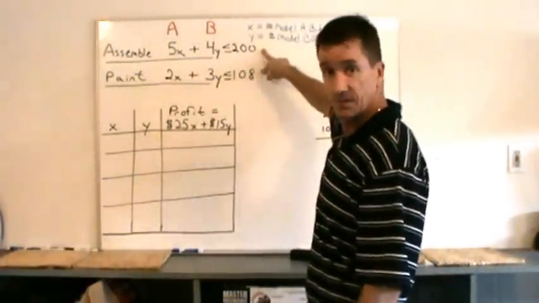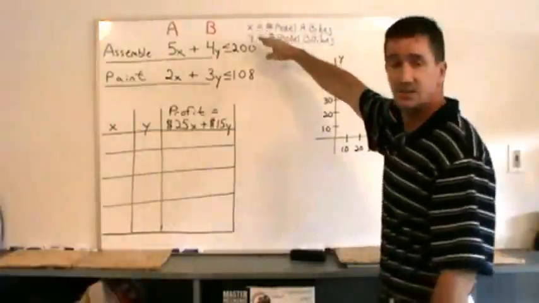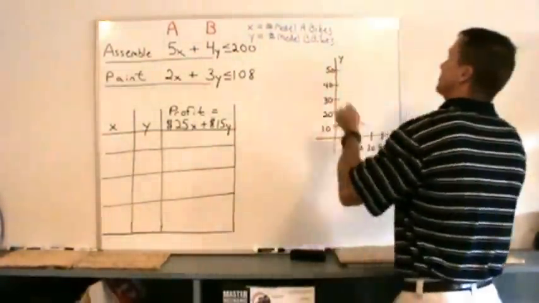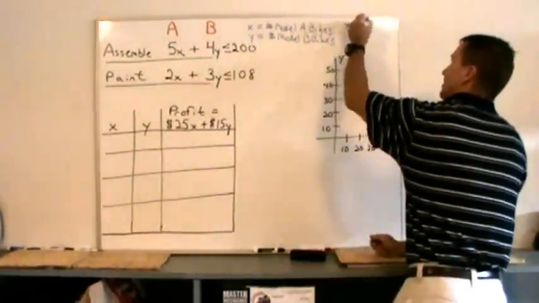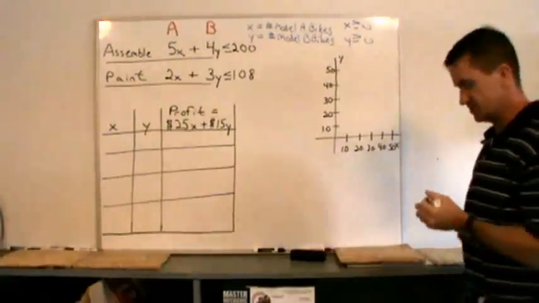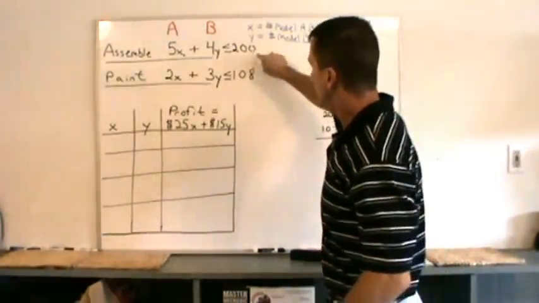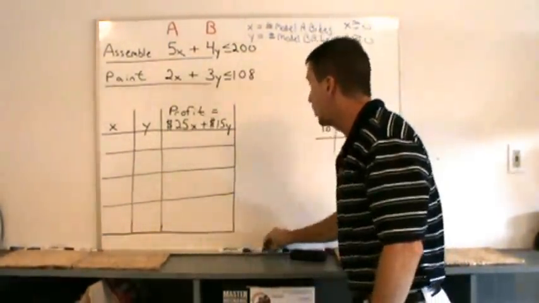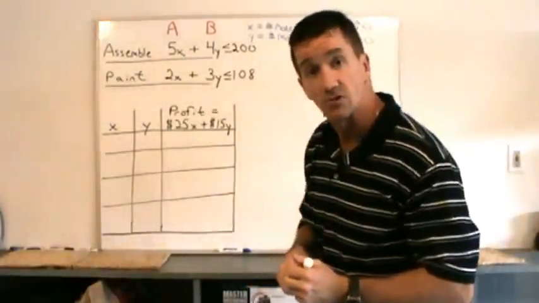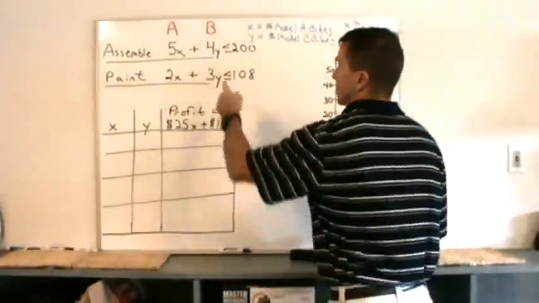We have a system of inequalities. In fact, X and Y, you can't have negative bikes. So X must be greater than or equal to 0, and Y must be greater than or equal to 0, so that limits us to the first quadrant. But we do have some linear inequalities here, so let's graph these. If these are equal signs, let's graph those lines. We'll use the intercept method.